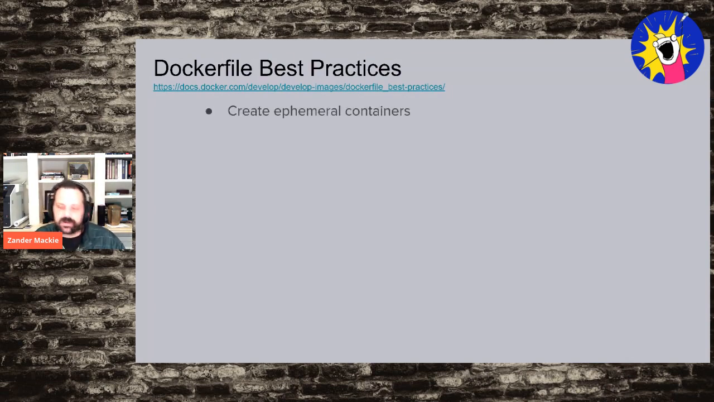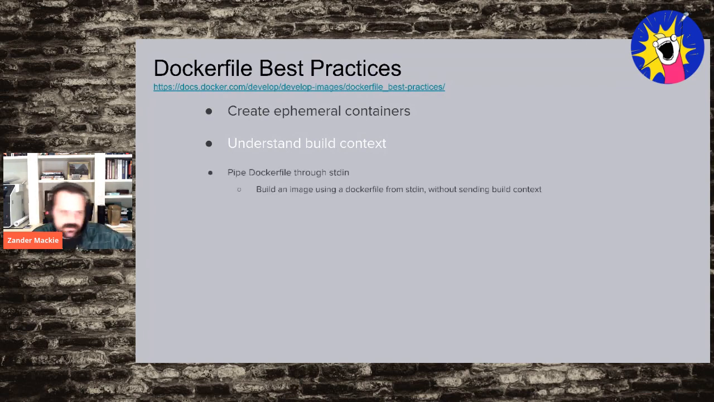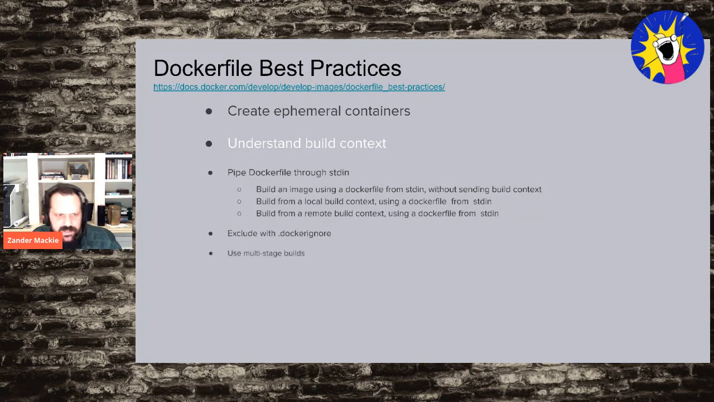From a developer, learning to write a good Dockerfile is actually really hard. Docker publishes best practices. So when you're supposed to write a Dockerfile, you're supposed to create ephemeral containers. Okay, I don't really know exactly what that means, but I have to understand build context. Okay, so I'm trying to follow all these things.